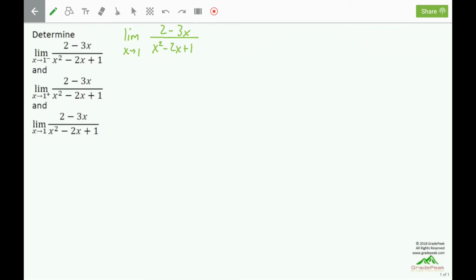The first thing to do is try plugging a 1 in for each of the x's. That will give a 2 minus 3 times 1 divided by 1 squared minus 2 times 1 plus 1. That'll give a 2 minus 3 times 1 is a minus 3, divided by 1 squared is 1, minus 2 times 1 is minus 2, plus 1. A 2 minus 3 is a negative 1. A 1 minus 2 is a negative 1, plus 1 is a 0.